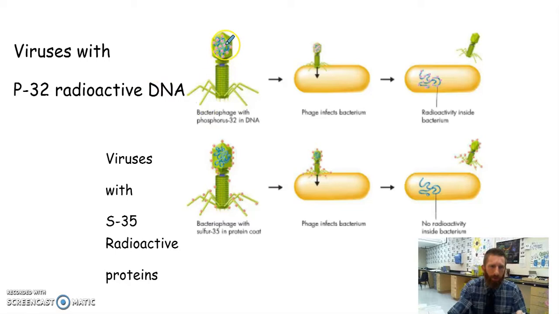So they took one set of viruses, labeled the DNA. Viruses landed on the bacteria, injected the DNA, separated the viruses with the blender, and then they saw that the radioactive material, the radioactive phosphorus, was in the cell. Okay? Separate batch of viruses, they labeled the proteins. Viruses attached, injected the DNA, separated the virus from the bacteria, and they did not find the radioactivity in the cells because the radioactivity was in the proteins, and the proteins are not the transforming factor. Proteins are not injected into the bacterial cell.